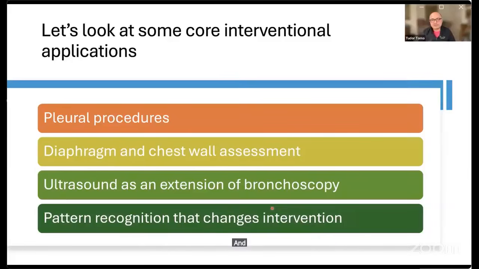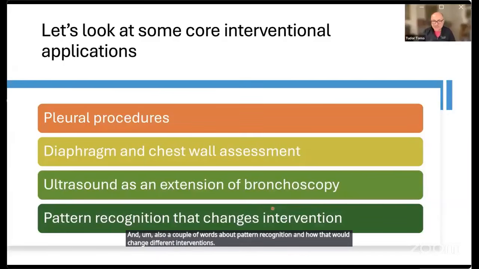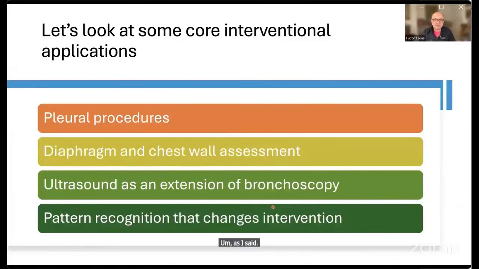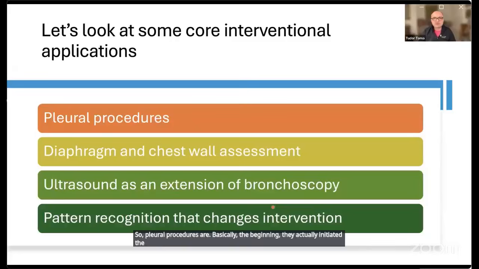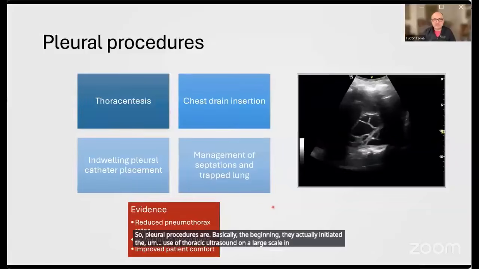And also a couple of words about pattern recognition and how that would change different interventions. As I said, this is not a comprehensive lecture. It's just a point of view which comes from our practice here in London and from the general practice with thoracic ultrasound in IP. So pleural procedures are basically the beginning. They actually initiated the use of thoracic ultrasound on a large scale in respiratory medicine.